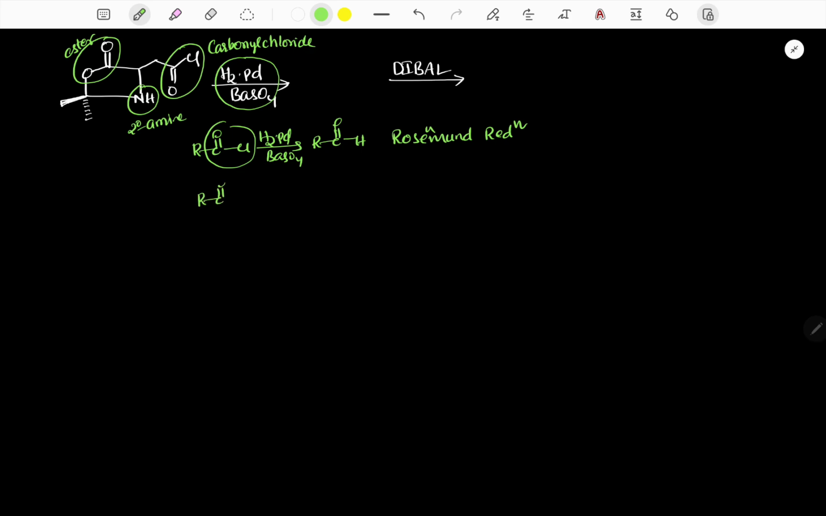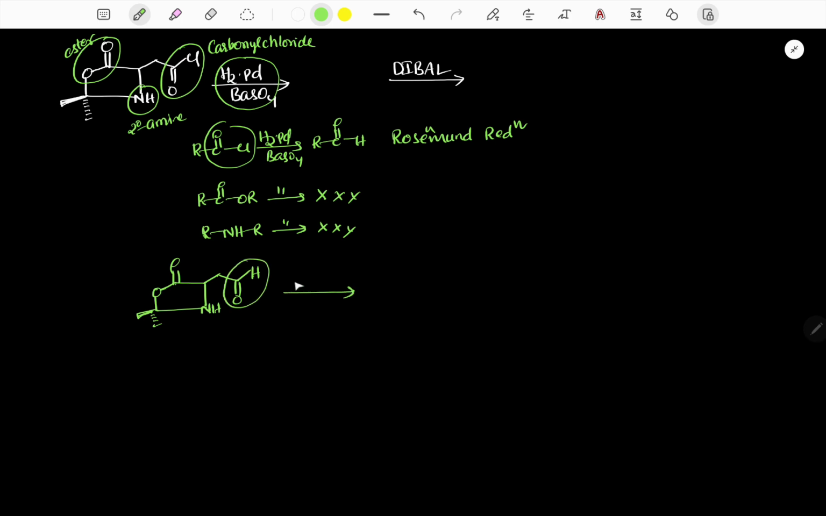But when we take the carboxylic ester with H2/Pd-BaSO4, no reduction. When we take the secondary amine with H2/Pd-BaSO4, no reduction. Here, after addition of H2/Pd-BaSO4, the ester won't be affected. It is the corresponding ester. Now the COCl will be converted to aldehyde. It is the reduced part.